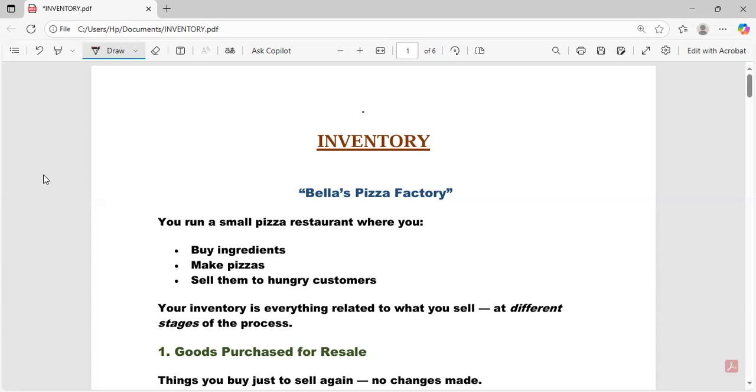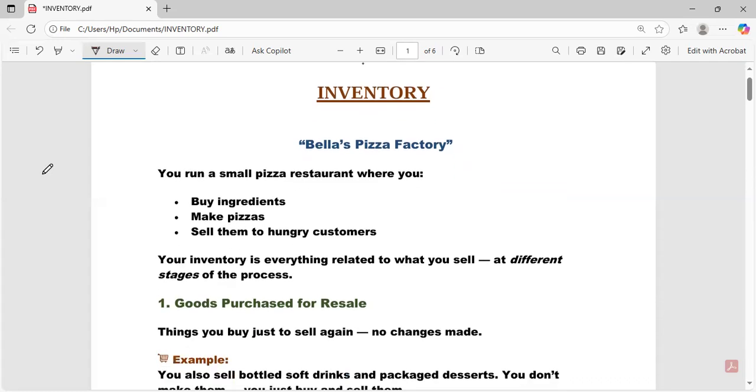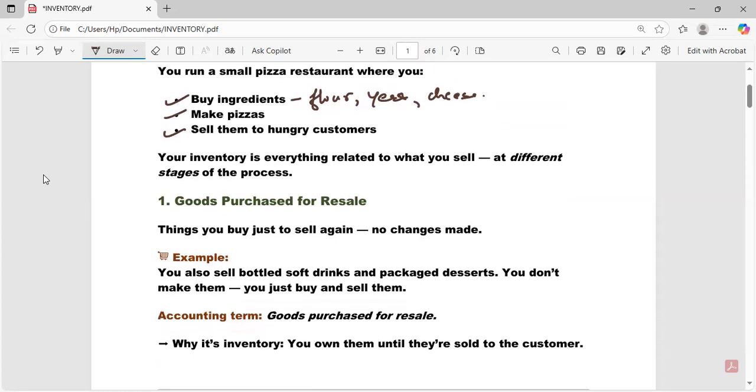So let's get started. There's a girl, her name is Bella, and she owns a pizza restaurant where she prepares pizza and sells them to hungry customers. So what does she do? She buys ingredients like flour, yeast, cheese and many more ingredients, and then she makes pizzas and finally sells them to customers who want to purchase them, right? Now we are going to see various stages, and in all those stages we are going to see what is the inventory. The first thing that consists of inventory is goods purchased for resale.